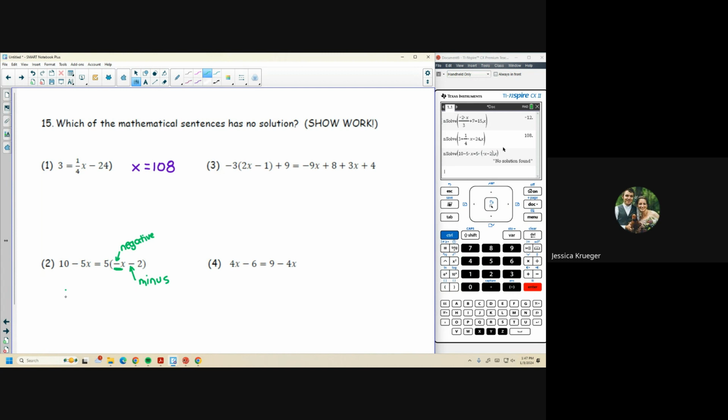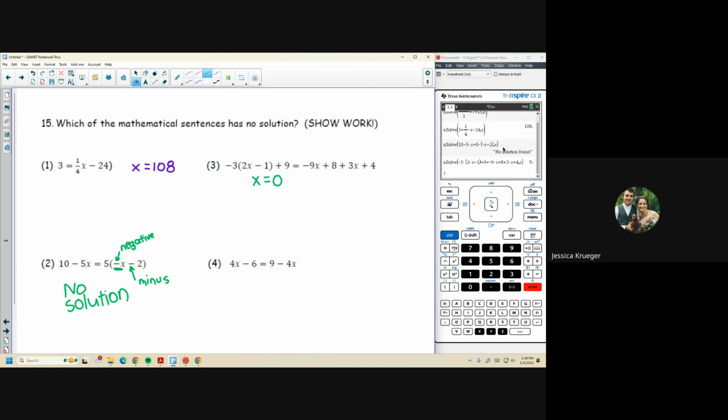Okay, we're going to have to take a closer look at this. So it might be 2, but let's see what the other ones give us. So number 3, menu, algebra, numerical solve, -3 parentheses 2x minus 1 plus 9 equals -9x plus 8 plus 3x plus 4, comma, x. Enter. I get that there's a solution of x equals 0.